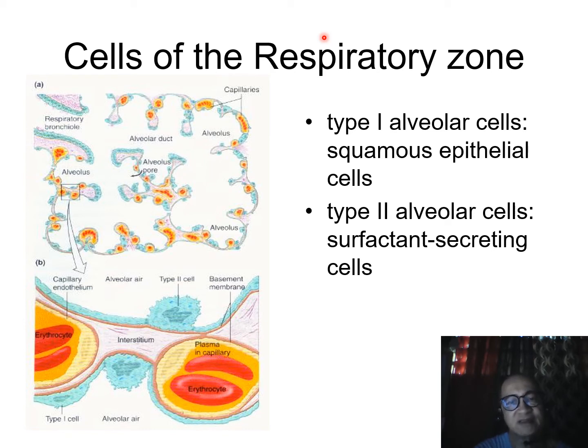The second cell type in the alveoli, however, the so-called type 2 alveolar cell, prevents surface tension from collapsing the alveoli. This is because the type 2 alveolar cells secrete surfactants. These are lipid-rich secretions that decrease the surface tension of the alveolar wall.